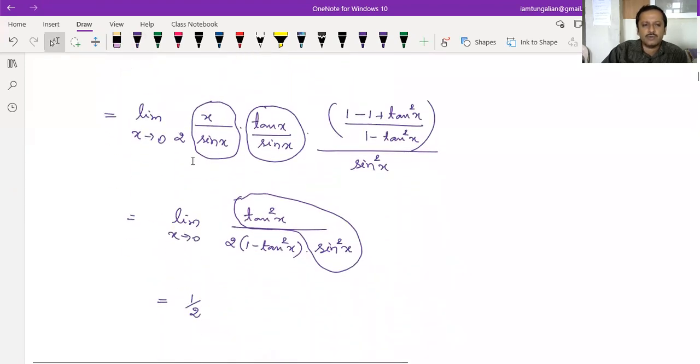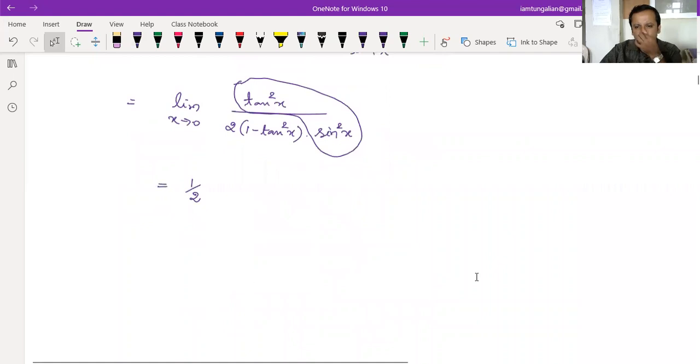So you have 2 in the denominator. Here tan square x divided by 2 into 1 minus tan square x. This 2 is in the denominator, into sin square x. As x approaches 0, tan square x by sin square x will also become 1. And this tan square x, when I put x as 0, tan square 0 is 0. 1 minus 0 is 1. 2 into 1 is 2 in the denominator, 1 in the numerator. So 1 by 2.